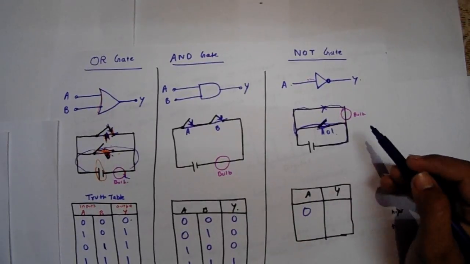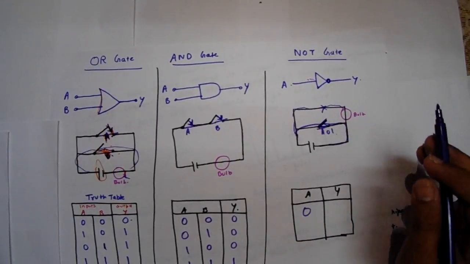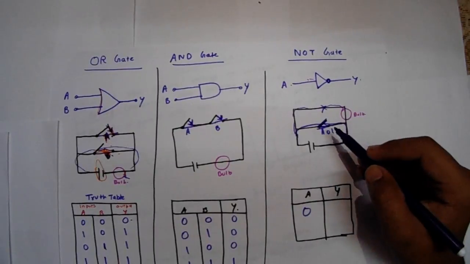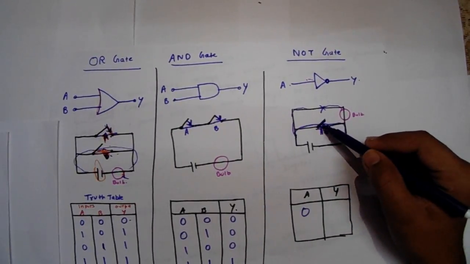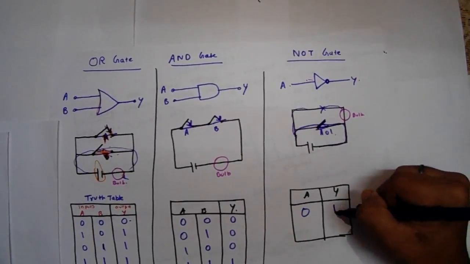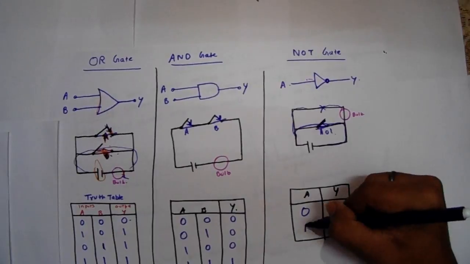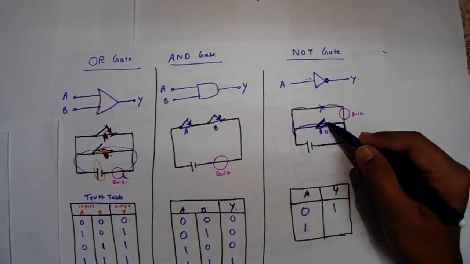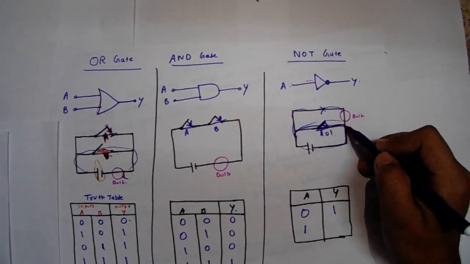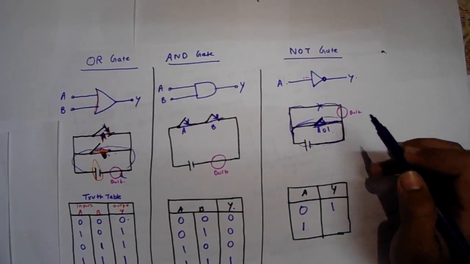So if we want the bulb to glow, we will need to put the switch in open condition, so the bulb will glow. And if we close the switch, make this circuit complete, current will not pass through this path and the bulb will not glow.